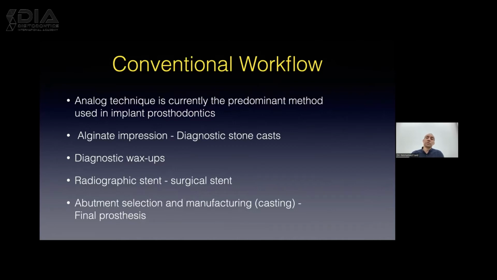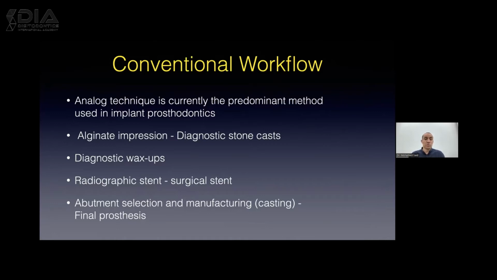For years, analog technique was the predominant method used in implant prosthodontics. As we know, we used to take diagnostic impressions using alginate to get diagnostic stone casts. Using the diagnostic stone casts, we would do diagnostic wax-ups, and we spent hours in the lab doing these wax-ups to get a smile design or restoration design or whatever work you are doing.